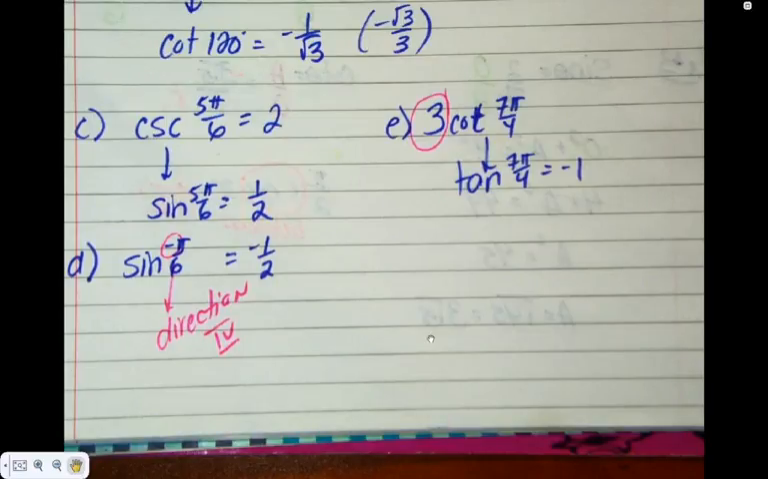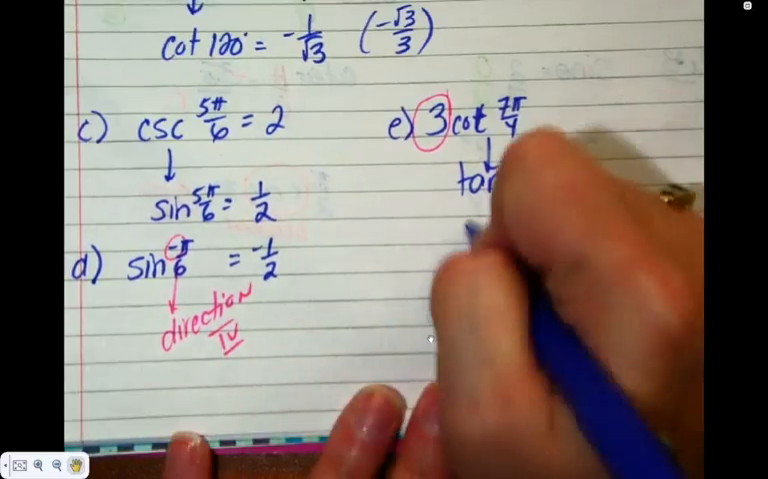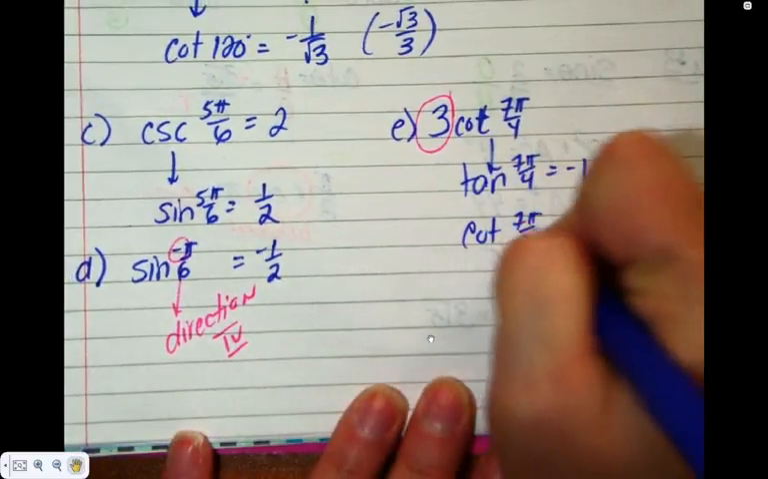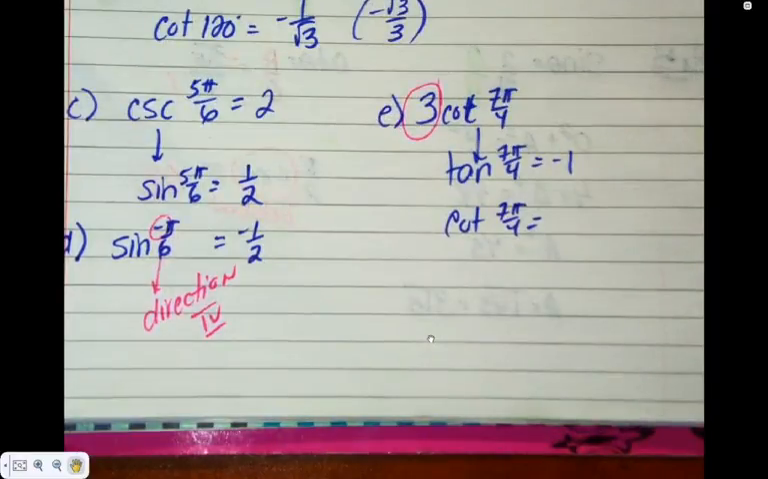Are we okay where that came from? So therefore, I can get the cotan of 7 pi on 4. How do I go from tan to cotan? Flip it, and what's the beauty of negative 1? It's the same. It's its own reciprocal.